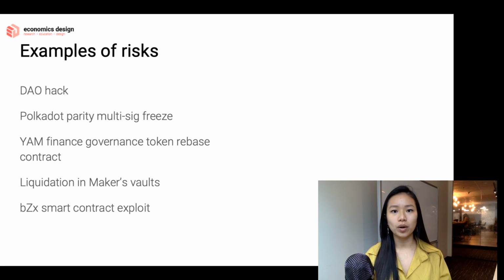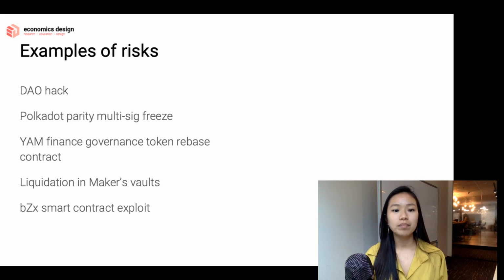The second is the Polkadot Parity multi-sig freeze. Basically, Polkadot is a layer 1 solution as well, like Ethereum, and they collected a lot of different funds, but there was an error in the code, there was a bug in the code, and the funds were frozen. That means basically the funds are lost, and that's a lot of money lost, and there's nothing they could do about it because there was a bug in the code.